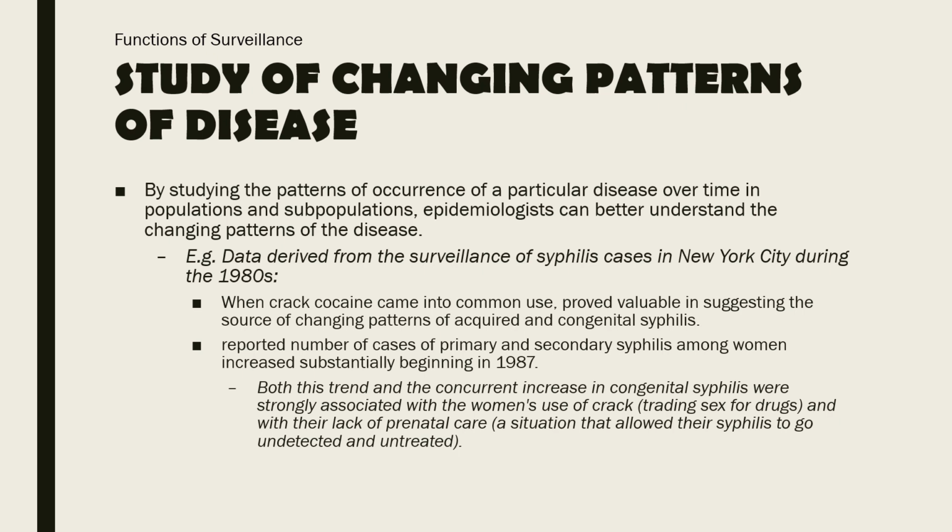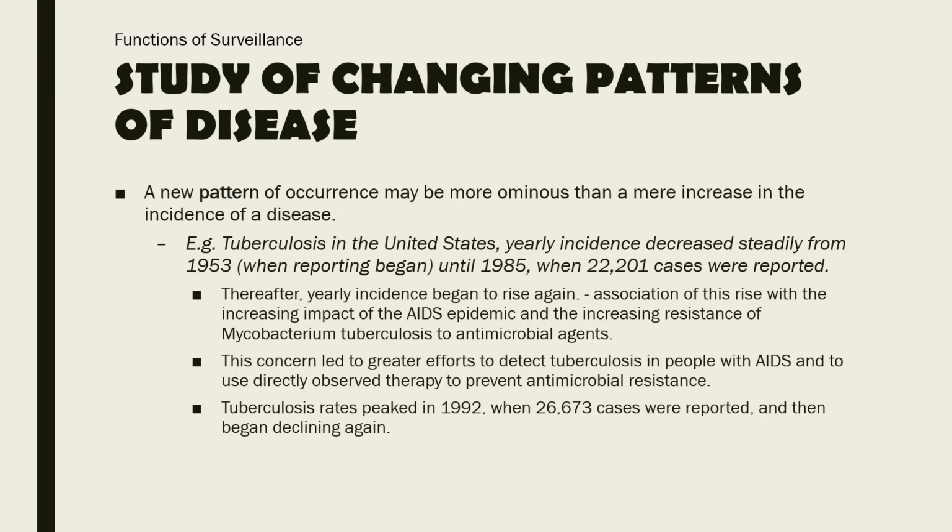So, for example, data derived from the surveillance of syphilis cases in New York City during the 1980s, when crack cocaine came into common use, proved valuable in suggesting the source of changing patterns of acquired and congenital syphilis. The reported number of cases of primary and secondary syphilis among women increased substantially beginning in 1987. So both this trend and the concurrent increase in congenital syphilis were strongly associated with the women's use of crack and with their lack of prenatal care that allowed their syphilis to go undetected and untreated.